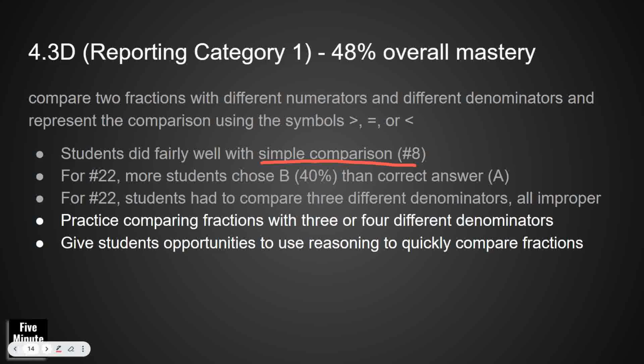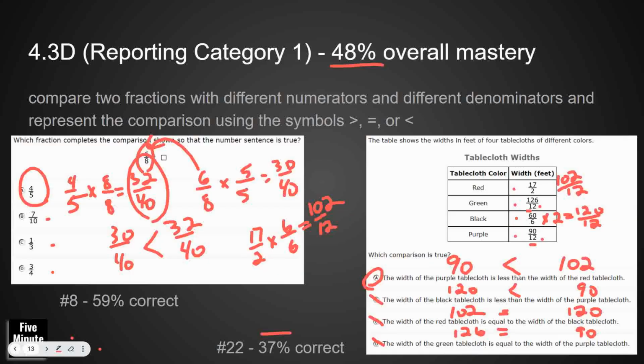And for number 22, the second one, we had to compare 3 different denominators. They were all improper fractions, but more students chose B than chose A. So let's go back and look at B. B got 40% of our students here.